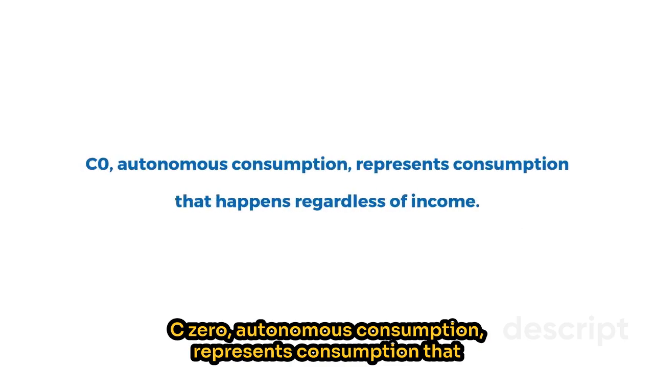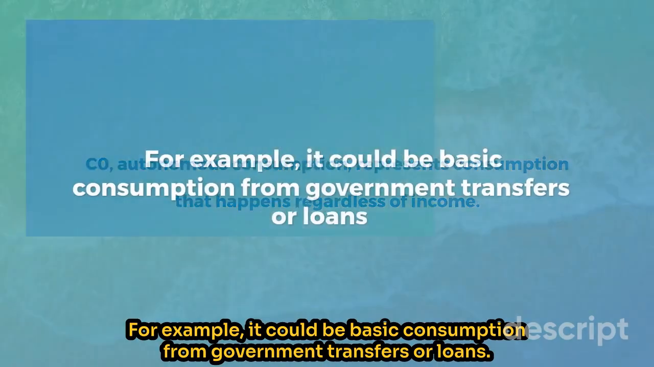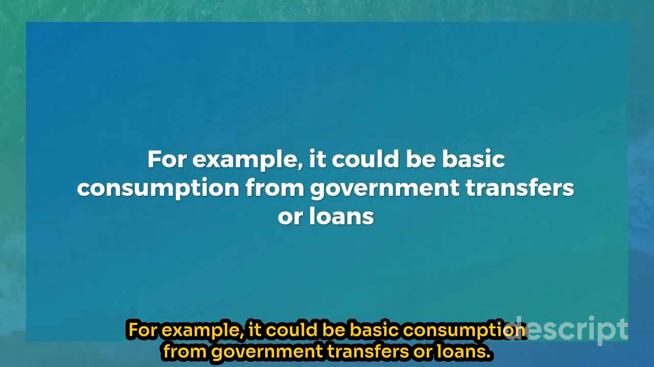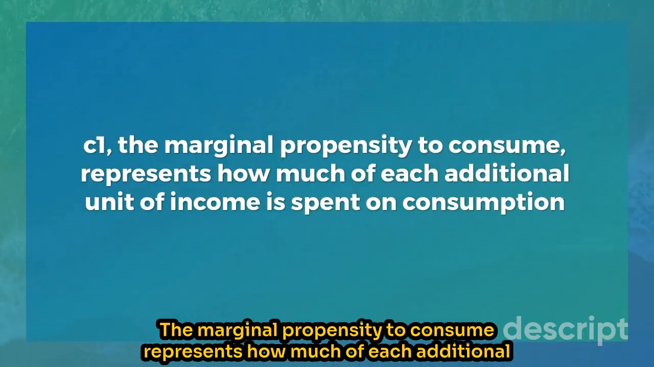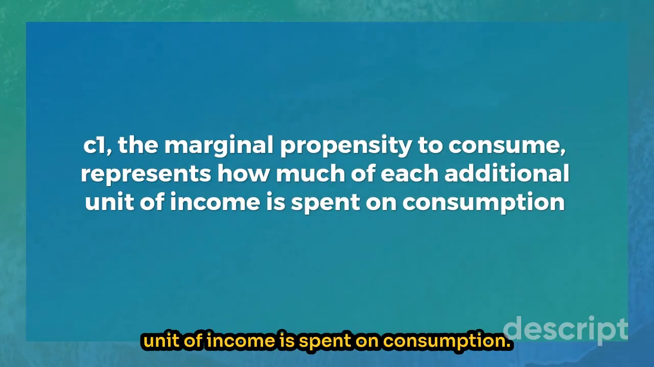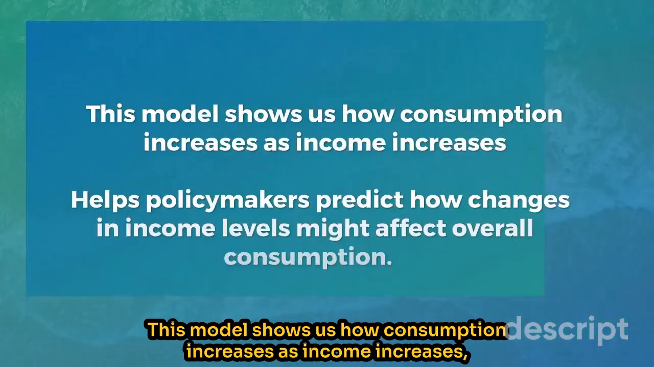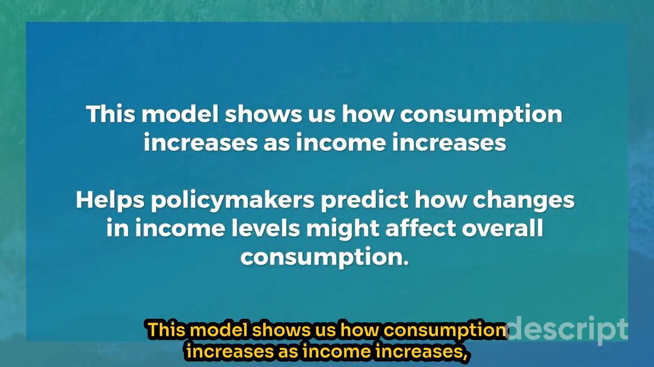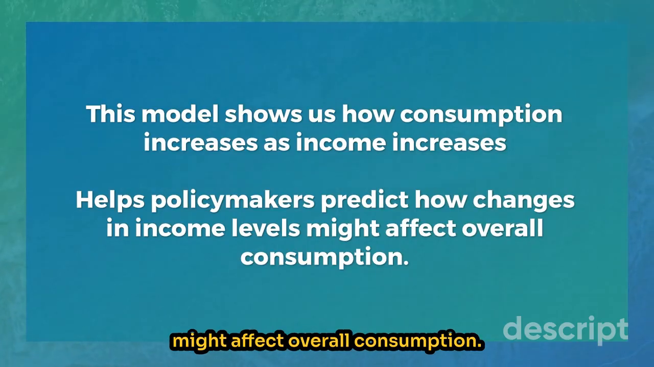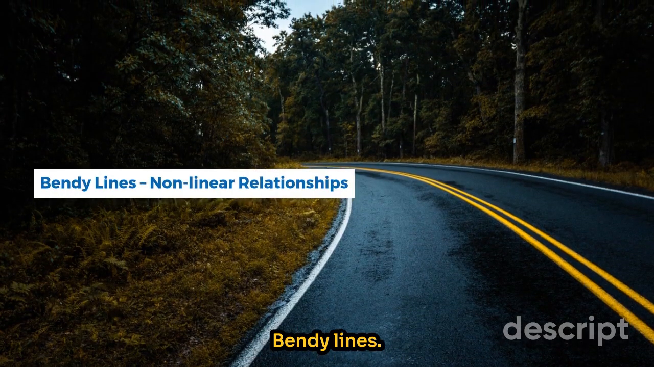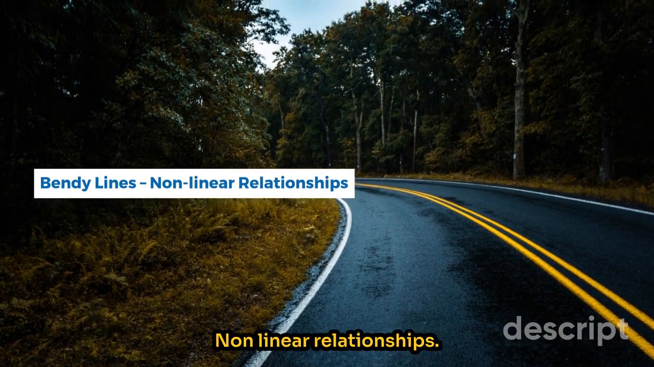C0, autonomous consumption, represents consumption that happens regardless of income. For example, it could be basic consumption from government transfers or loans. C1, the marginal propensity to consume, represents how much of each additional unit of income is spent on consumption. This model shows us how consumption increases as income increases, and it helps policymakers predict how changes in income levels might affect overall consumption.